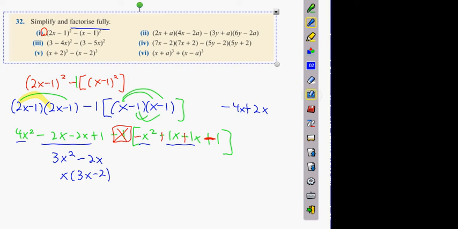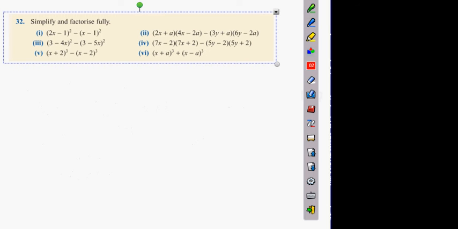Okay guys, next one we're doing is which one? Are we doing number 2? Okay, number 2. 2x plus a minus 4x minus 2a minus 3y plus a 6y minus 2a. Once again, I'm going to put a big bracket around the outside.